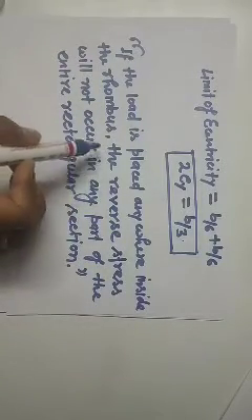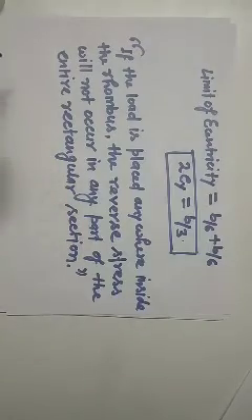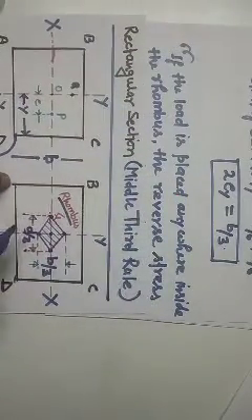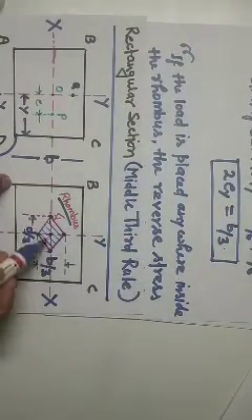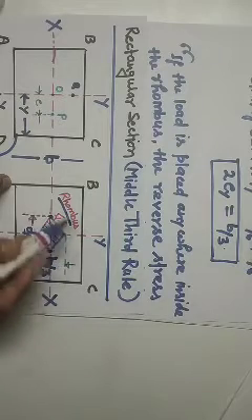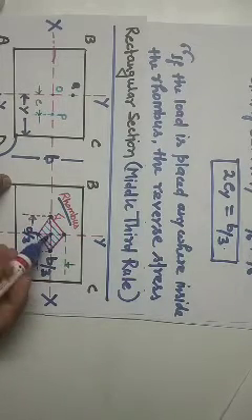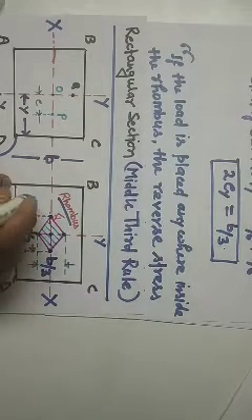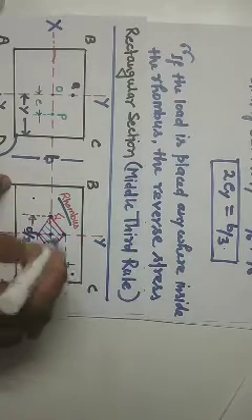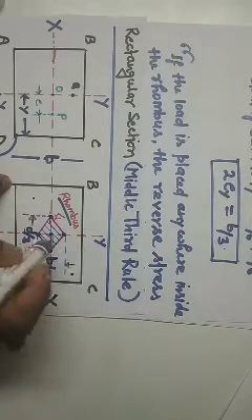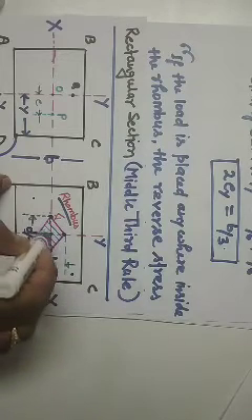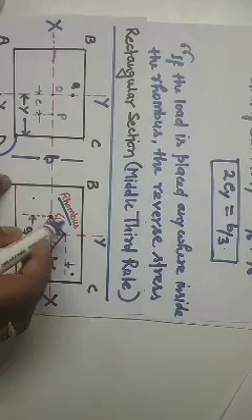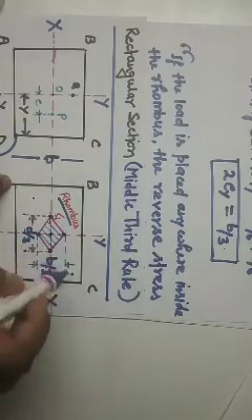If the load is placed anywhere inside this rhombus, then the reverse stress will not occur in any part of the entire rectangular section, right? It is saying that if the load is placed anywhere inside this rhombus, then there will be no tension all over the section. And if the load is outside of this rhombus, if it is placed here or here, then there will be tension in the section. But if the load is placed within this zone, then there will be no tension in the section. Clear?